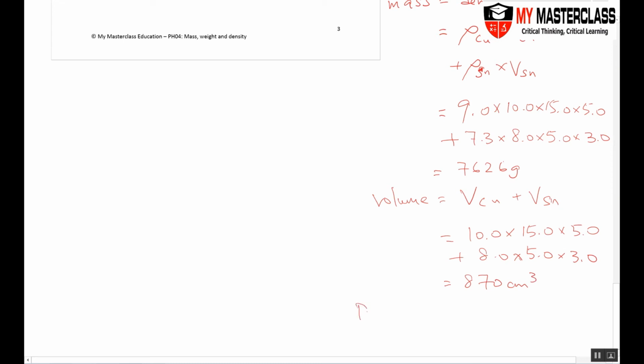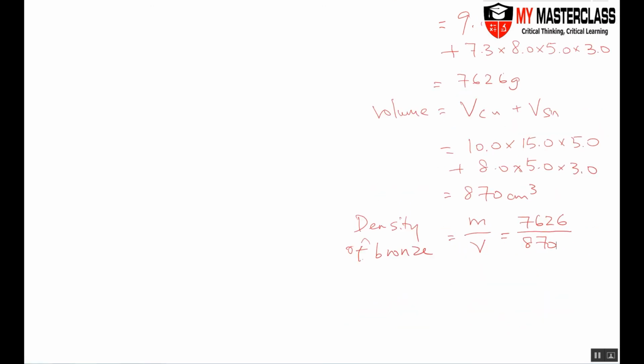So finally, to find density, I will take mass over volume, mass of the bronze over the volume of the bronze, and then I have 7,626 over 870. This will give me 8.765 gram per cm3.